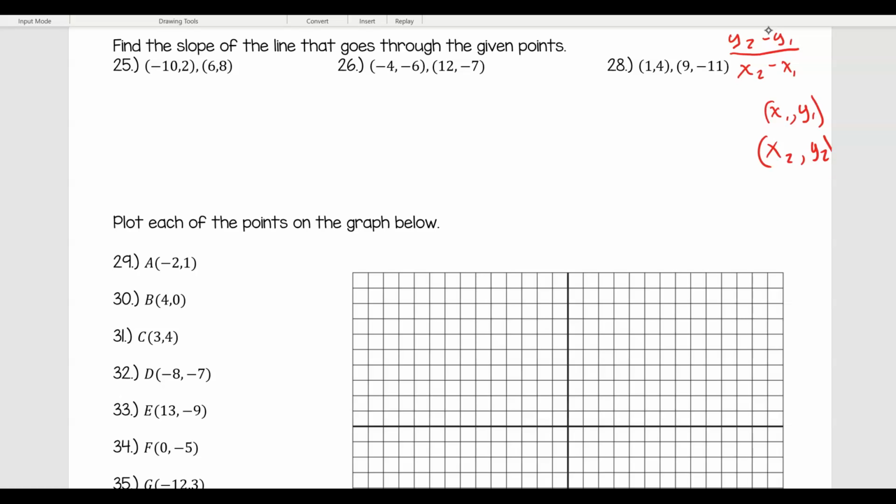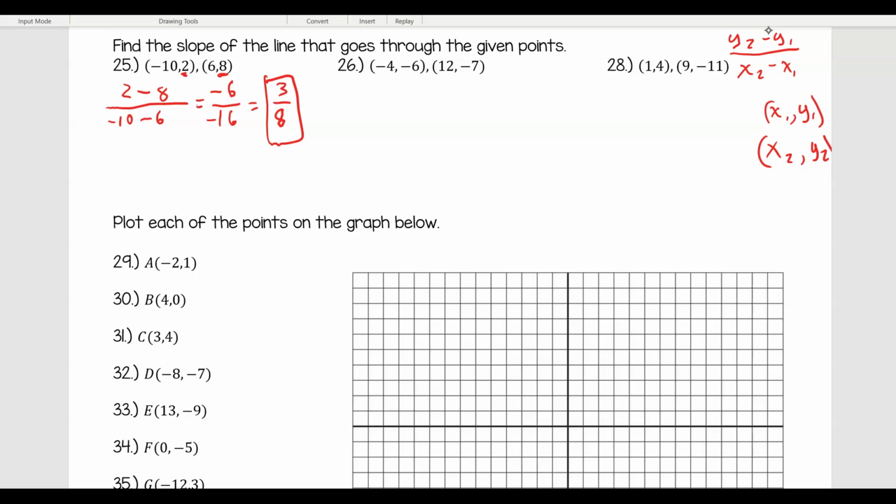So I like to just go right in order. I'm going to take the first y coordinate I see, which is 2, and subtract the other y coordinate that I see, which is 8. Then I'm going to take the first x coordinate I see, which is -10. See how the 2 and the -10, they live together? The y's have to be on top, x is on the bottom. And then I'd have -10 minus 6, the other x. So 2 minus 8 is -6. -10 minus 6 is -16. And then let's just simplify this. We have a negative over negative, so our answer ought to be positive. And both of these numbers divide evenly by 2.